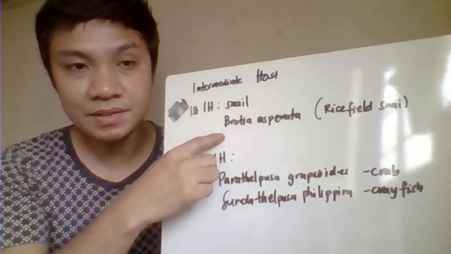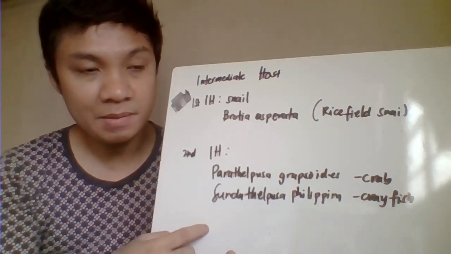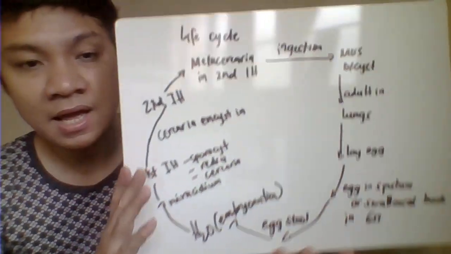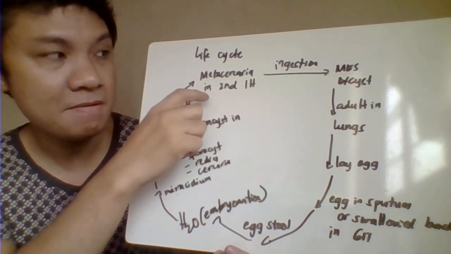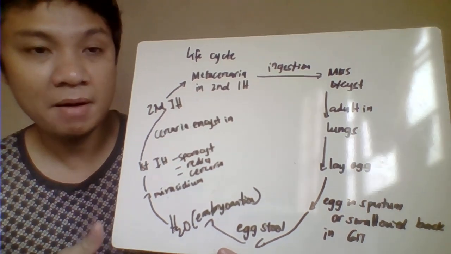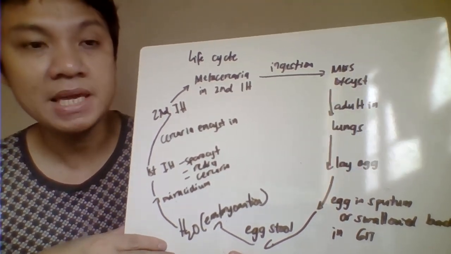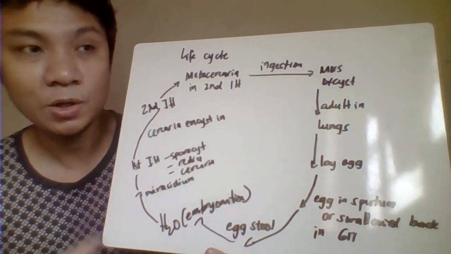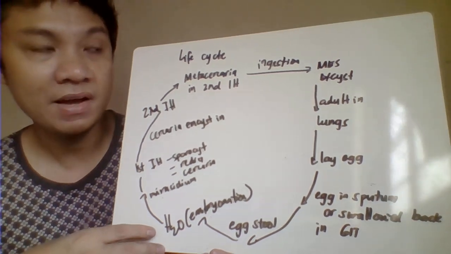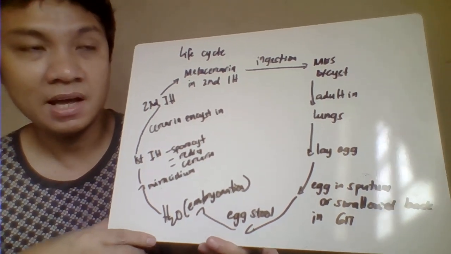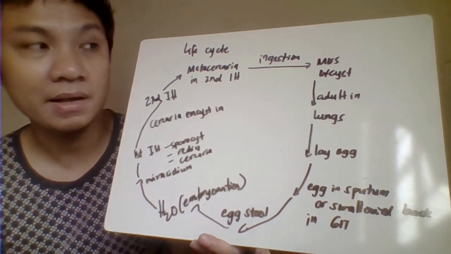Okay, then basically again, what is present in the first intermediate host will be the Cercaria. The second intermediate host would have the Metacercaria. For the life cycle, you get infected by the Metacercaria in the second intermediate host, so that could be found in your crab or even in your crayfish. If you eat those second intermediate hosts containing the encysted Metacercaria uncooked or not properly cooked, then you get infected. The Metacercaria enters your body through your mouth, and when it goes to your small intestine, it tries to excyst.